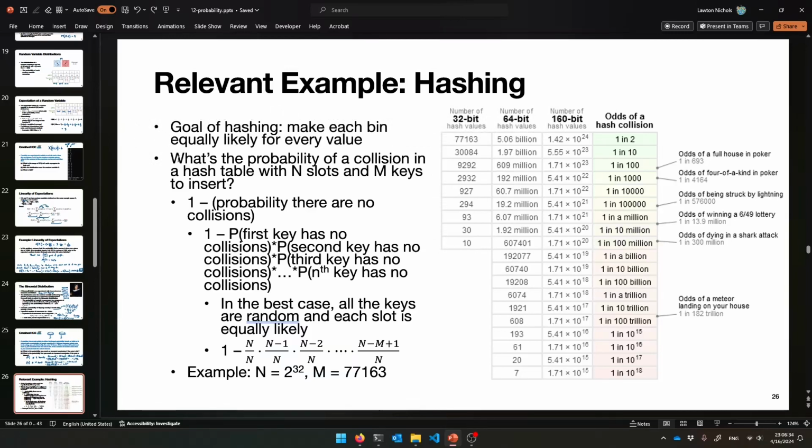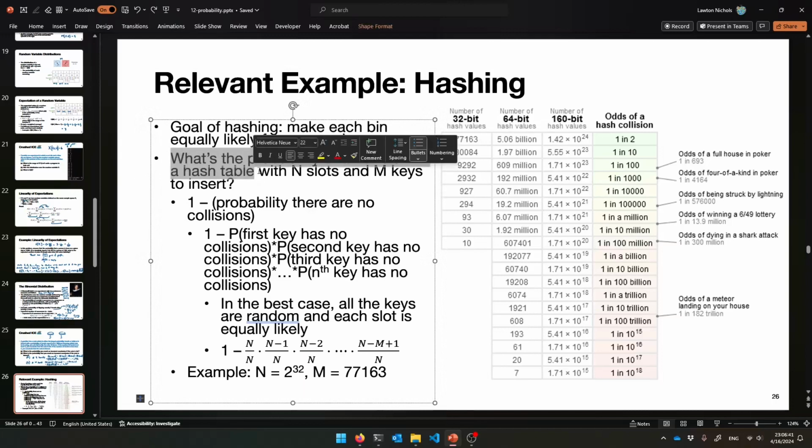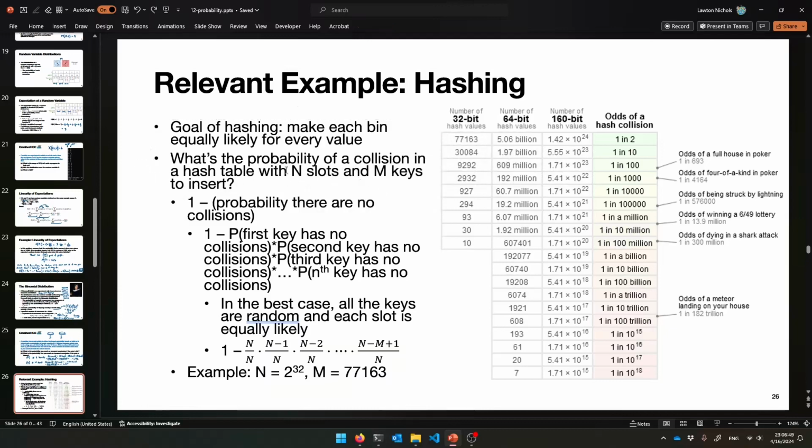And so what I want to ask, knowing what we know now, is: what's the probability that there's a collision in our hash table when we have n buckets, or n slots, and we're trying to insert m keys into the hash table? And again, the easy way to solve for this is to think of the complement and subtract it from 1. So the answer is 1 minus the probability that there were no collisions at all. We're trying to find the probability that there was at least one collision.